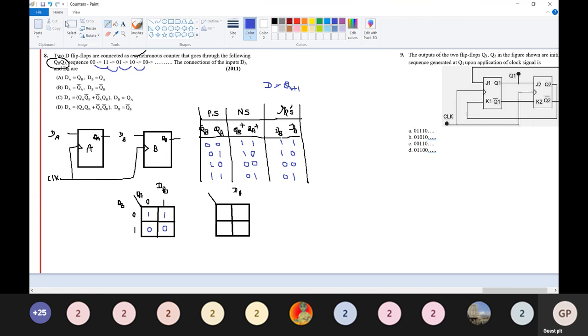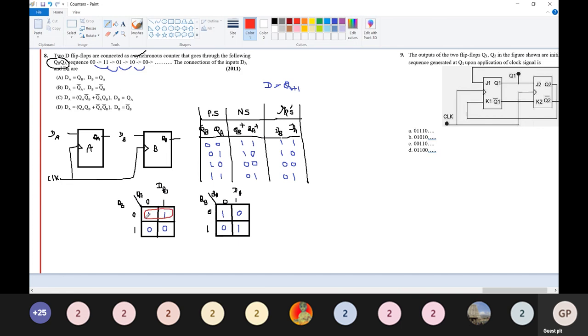And similarly for DA. This is DA, and for DA, with respect to QB and QA, fill the values: 1, 0, 0, 1. So now the K map is plotted.